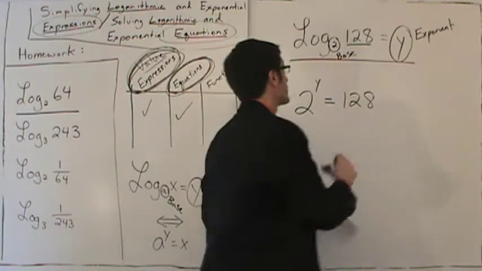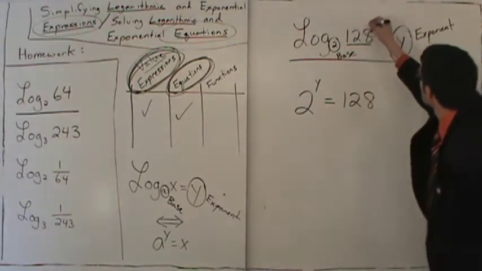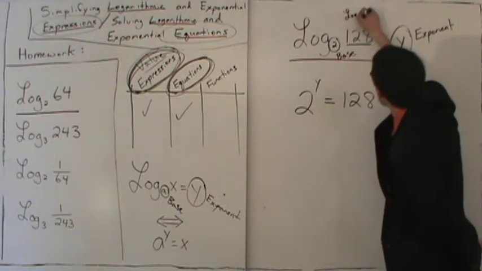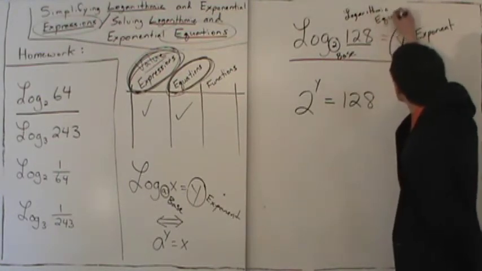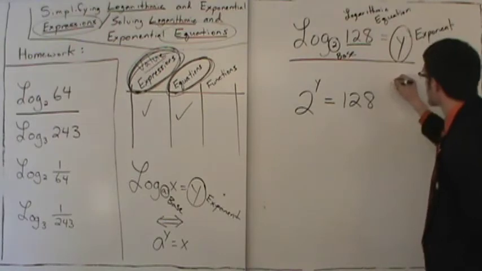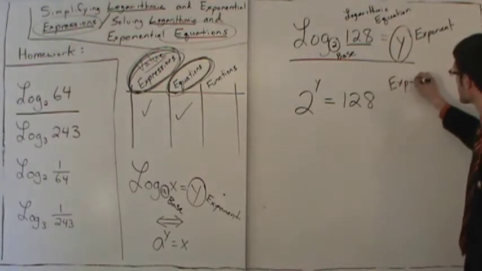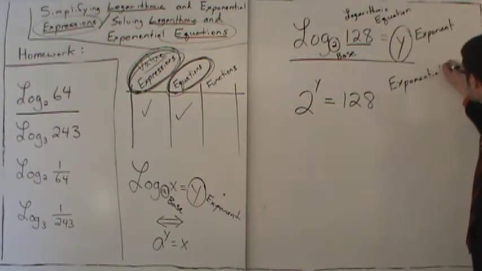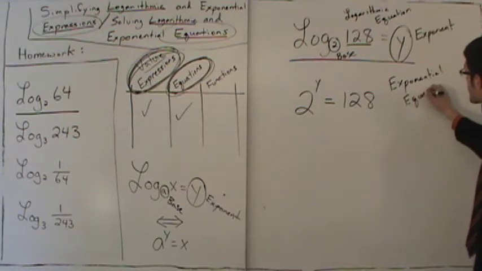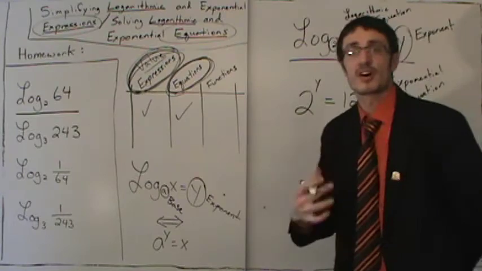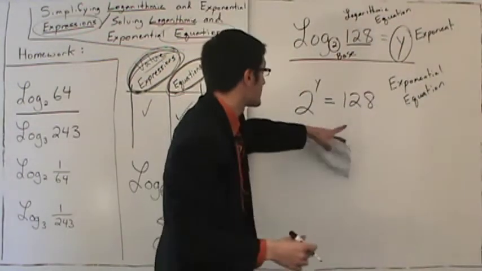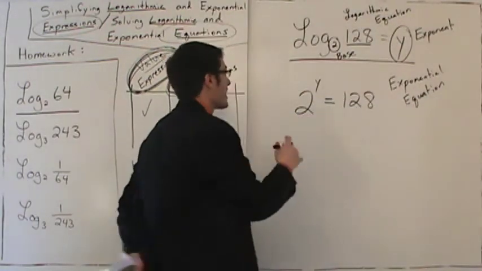Now on your homework, I want you to label this. Label up here, this is the logarithmic equation. And down here, I want you to label this is the exponential equation for each problem, so that you know the difference. This is the logarithmic equation, this is exponential. In order to solve a log equation, you have to rewrite it as an exponential equation. And now it's just a matter of factoring.